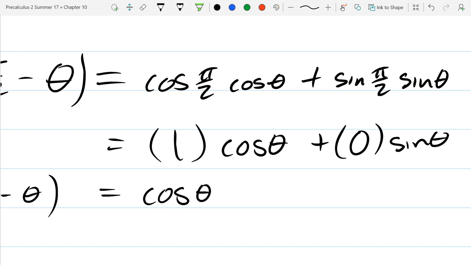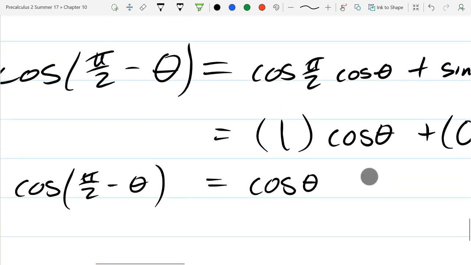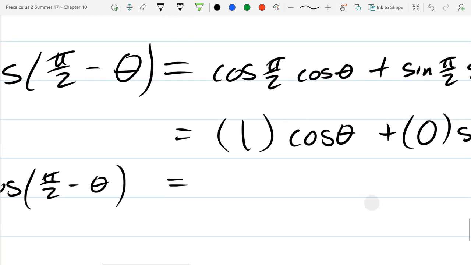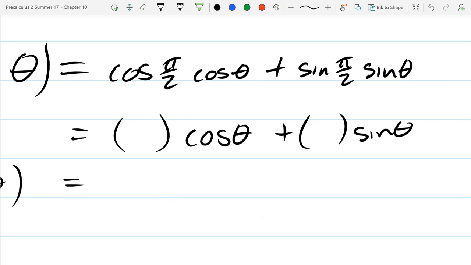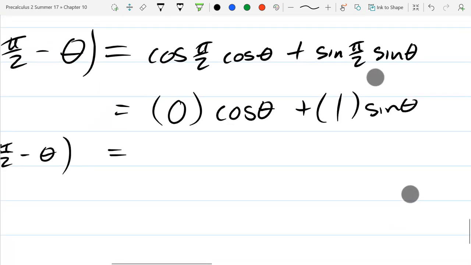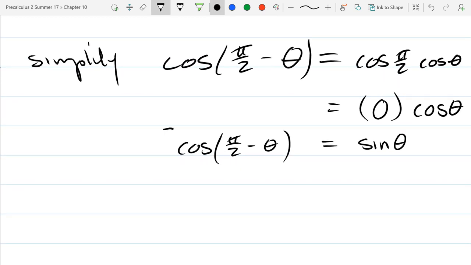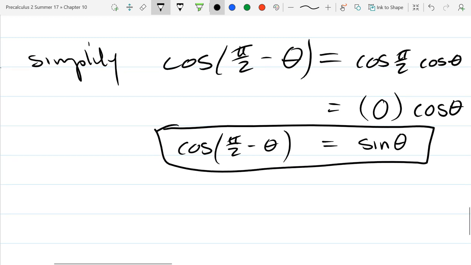So hopefully your spidey sense went off there. I knew it wasn't right because I looked at my notes and that's not what I should be seeing down there. Hopefully you caught it as it happens. The problem when you write, talk, and think and read at the same time, usually you fail at multiple of those tasks. So we see 0 times cosine. Cos pi over 2 is 0. Sine pi over 2 is 1. So now we have 0 plus sine theta, or just sine theta. Okay. Much better.